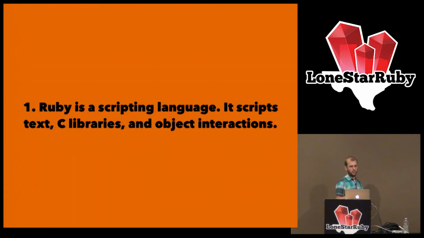So the first thing is that Ruby is a scripting language. It scripts text and working with text. That's the Perl heritage. It scripts working with C libraries because that's a useful thing to do. And it scripts object interactions. So it's easy to do Smalltalk-style object-oriented programming, and it's easy to jump down a level and automate doing things with objects, so doing metaprogramming.